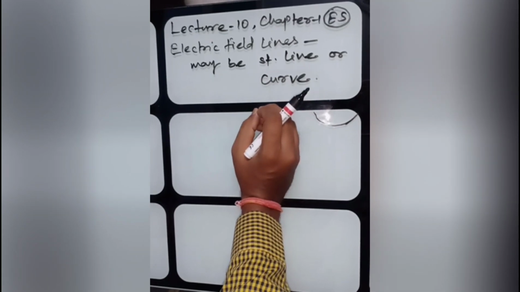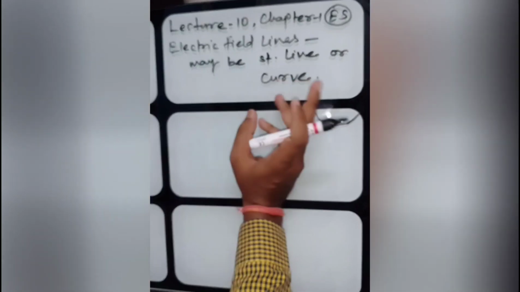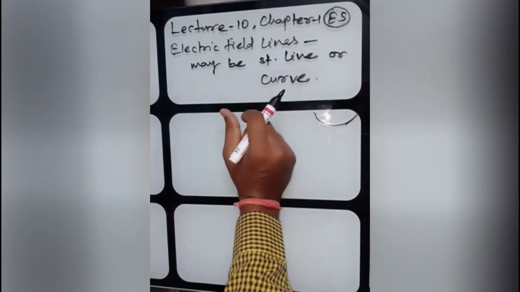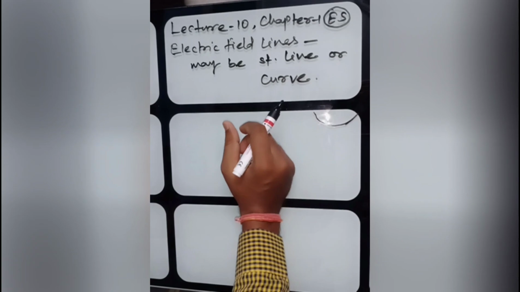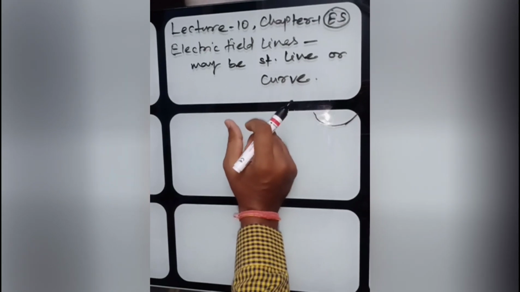If two charges, like charges or unlike charges, are kept near to each other, electric field lines usually form a curve. Okay, student?